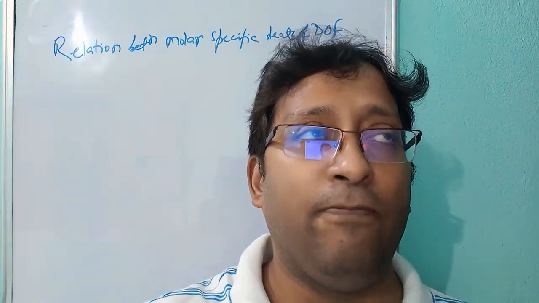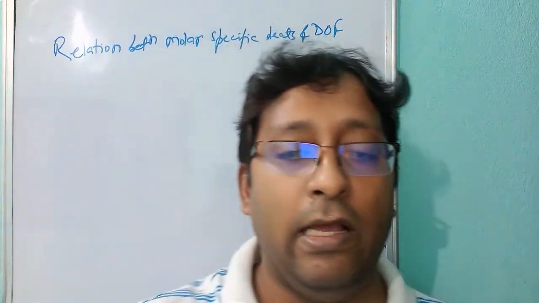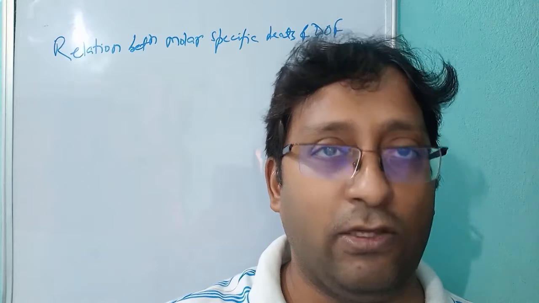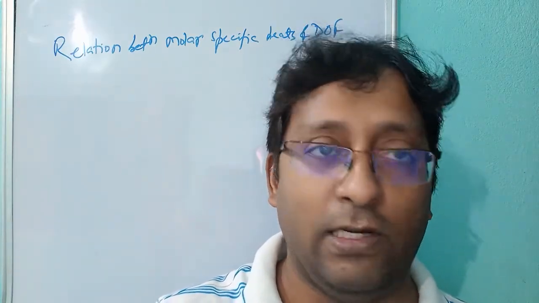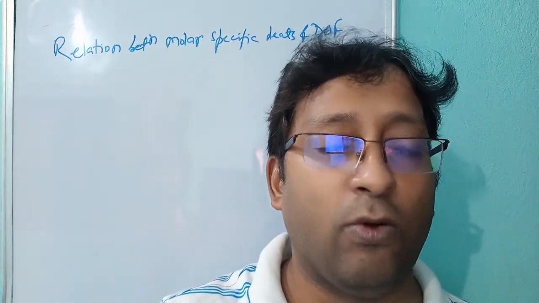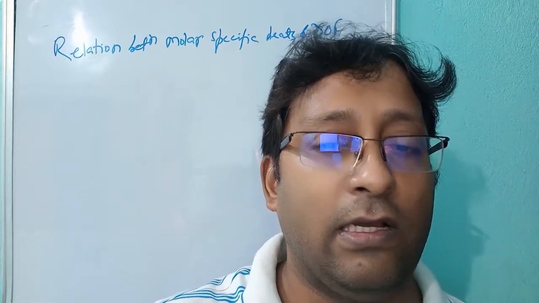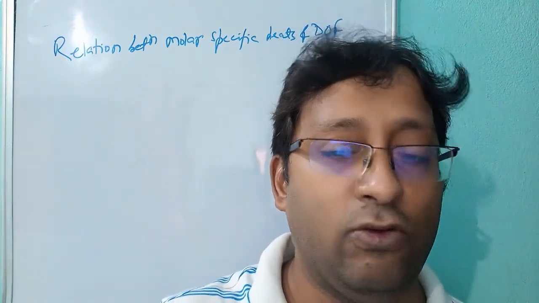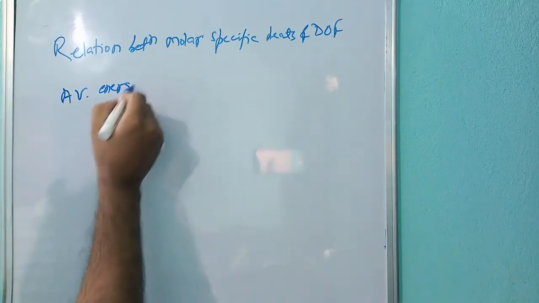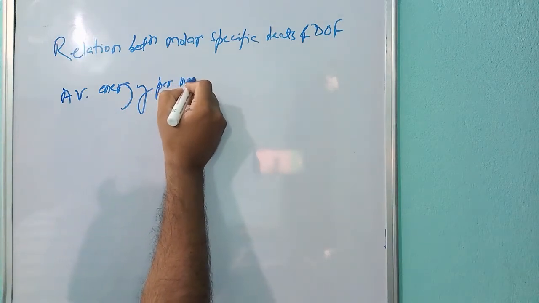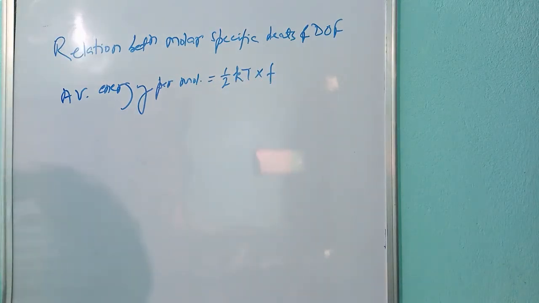the average energy per molecule will be equal to 1/2 kT into F, the degrees of freedom. So this will be the average energy of the molecule, and the energy corresponding to each degree of freedom is 1/2 kT, because we derived earlier that it is 1/2 kT. And if we assume F is the degree of freedom, then the average energy per molecule will be 1/2 kT into F. So here we write the average energy per molecule will be equal to 1/2 kT into F.